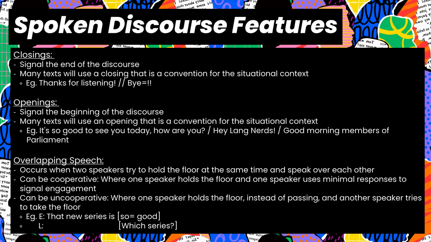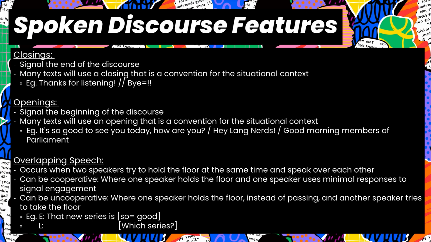Now, cooperative overlapping like this might happen if someone is talking and you want to signal your agreement and you say something like, "Yes, definitely." It could happen when you want to signal your disagreement. You say, "Oh no." Now, with that minimal response, you're not trying to take the floor there. You're just signaling your engagement and your agreement or your disagreement. But you're signaling to the other speaker that you want them to continue holding the floor.